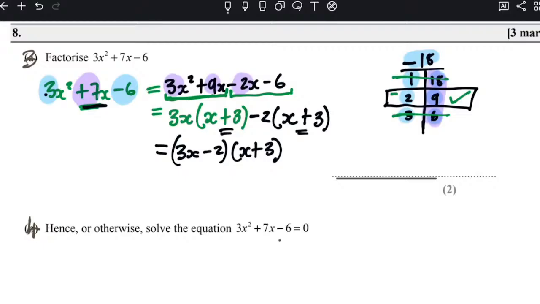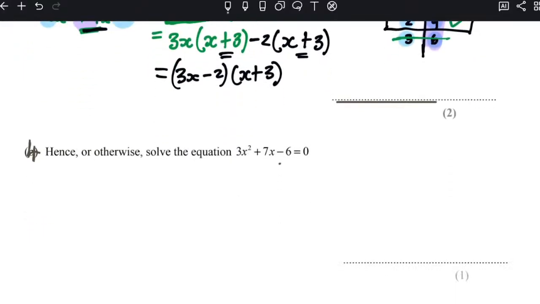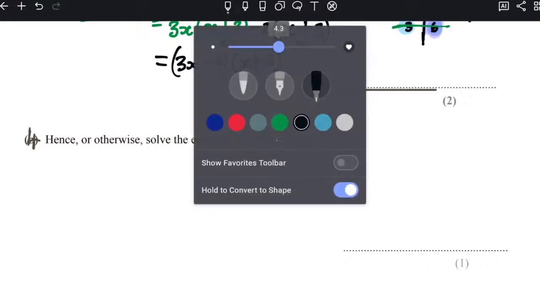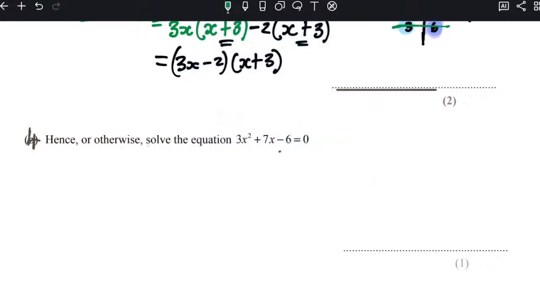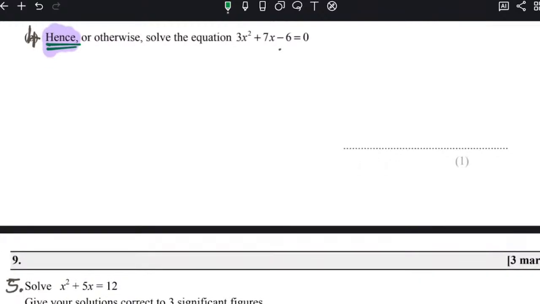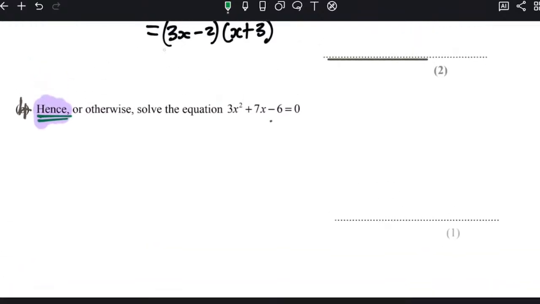Well done. Now, they say to you, hence. This question will be with you till you graduate. Any question which says hence means take the answer here and continue with it. So first you write this, then you take the answer here and continue with it. So you write 3x squared plus 7x minus 6 is equal to 0.